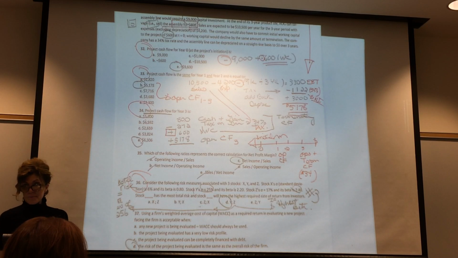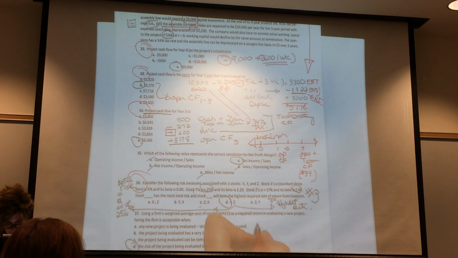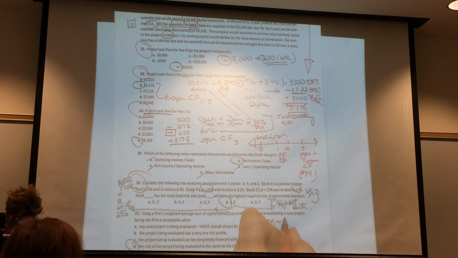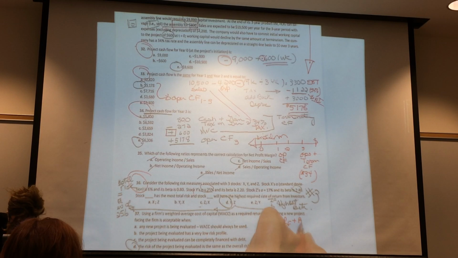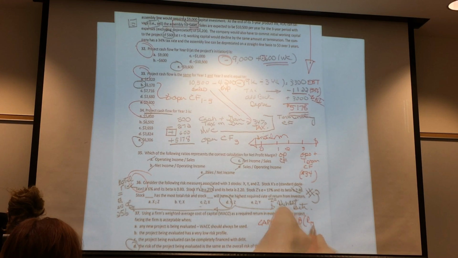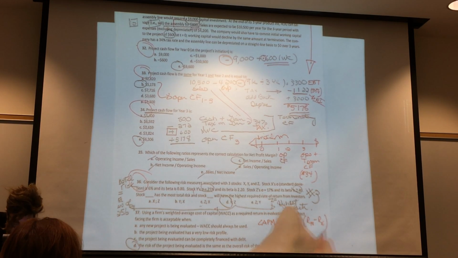If you've got a high beta, your expected return comes from what? Your CAPM, which is your risk-free rate plus beta times the return of the market minus the risk-free rate.